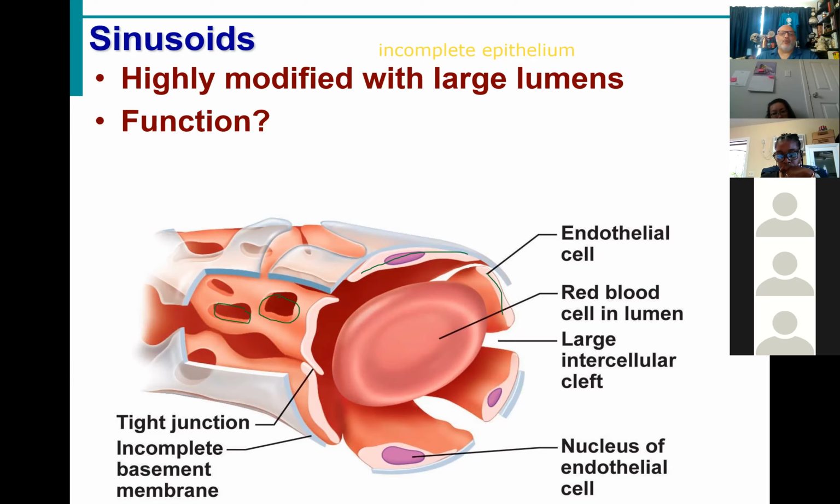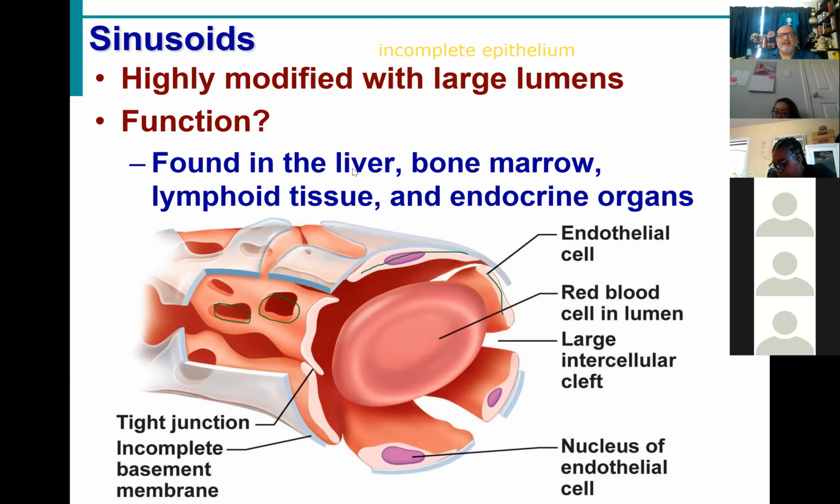If we wanted to get rid of and break down the red blood cells, definitely the liver would be one of the places. Is there any other organ we learned about that can help to break down old and dead red blood cells? Yeah, spleen, absolutely. So places like the bone marrow, the liver, the spleen, other lymphoid tissues, the endocrine organs, places where we need to get really big things into and out of the capillaries, will have these highly specialized, highly modified sinusoid capillaries.